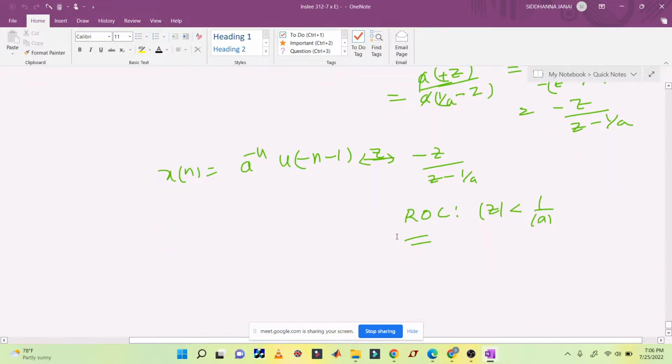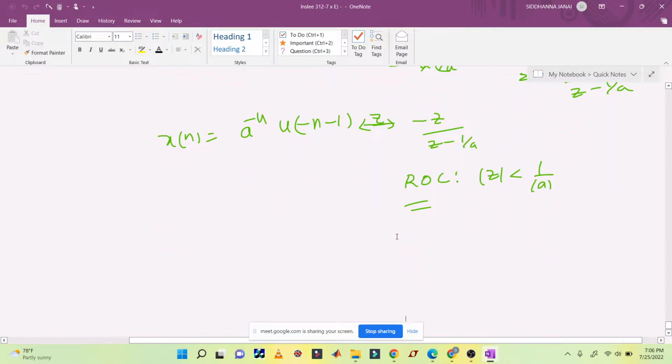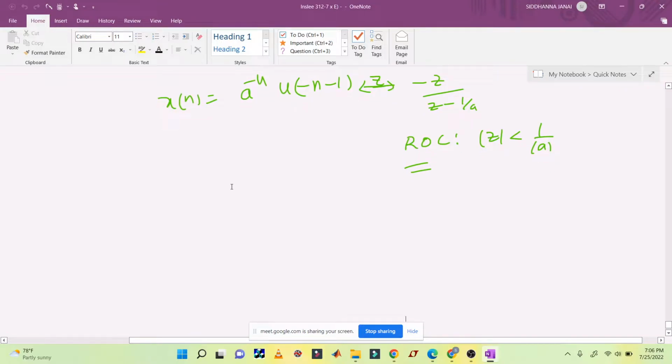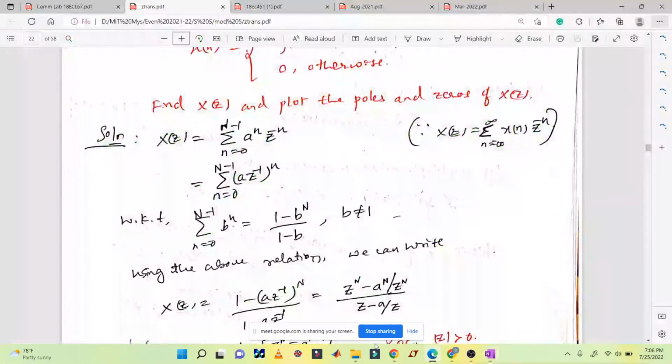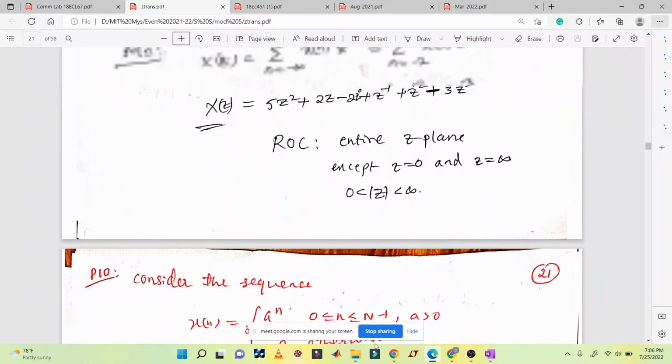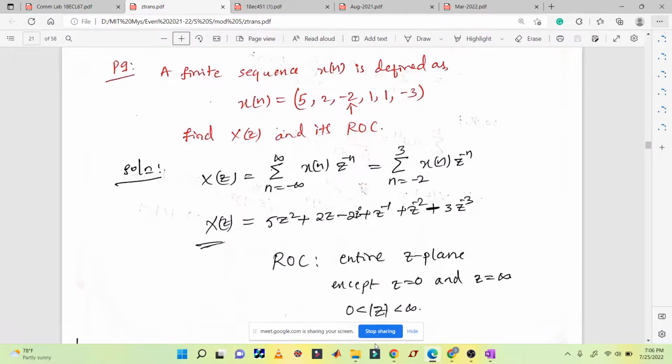So this is the problem which we had solved previously: e to the power minus n u of minus n minus 1. The ROC of this one is here and the answer for this problem is this. Now we'll start with our next problem. This kind of problem we have already solved, that's why I'm not going through this one. We'll just have a glance at it.